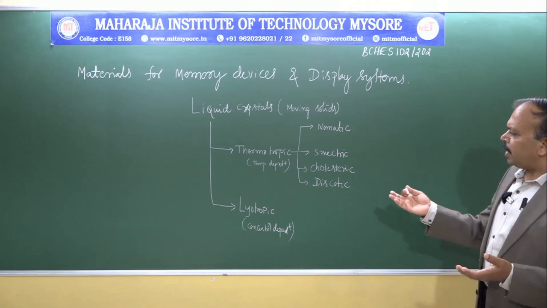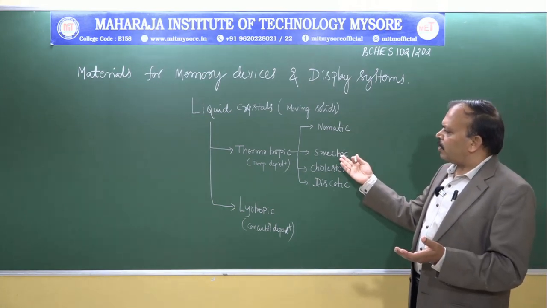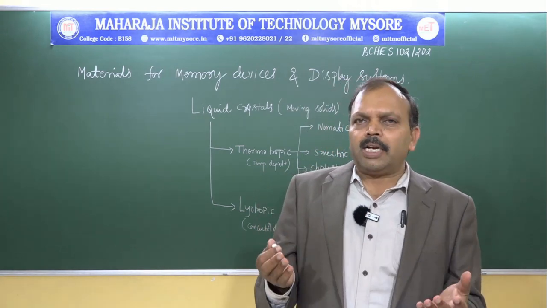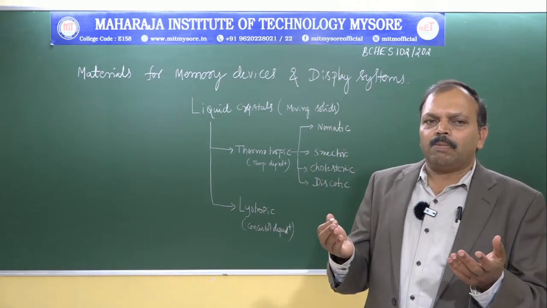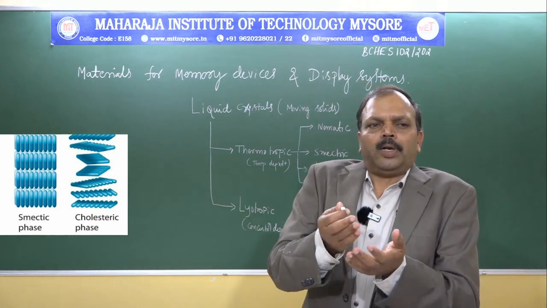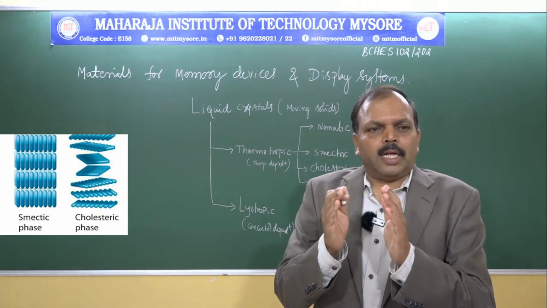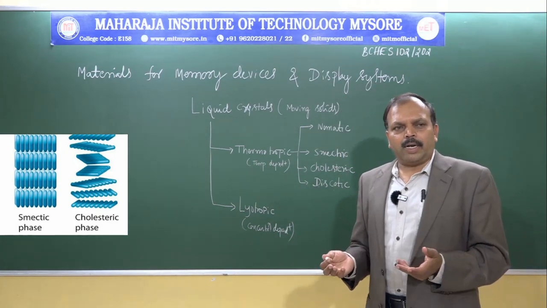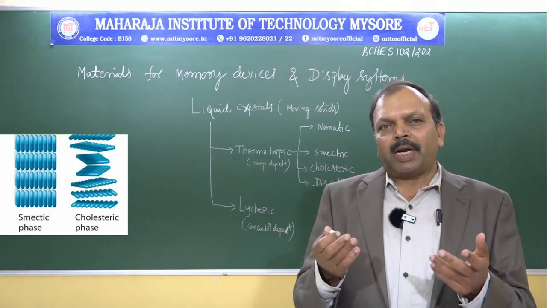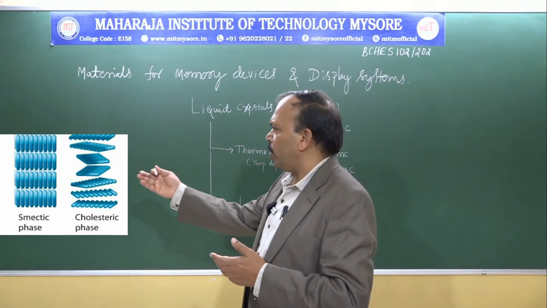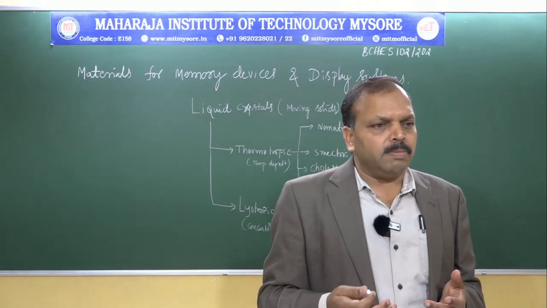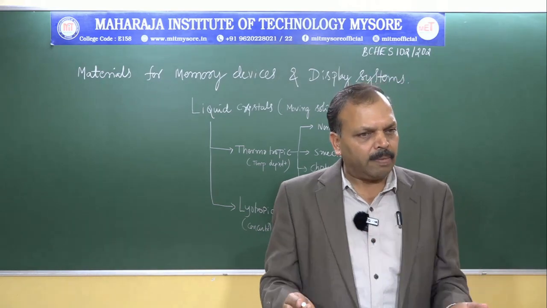Coming to the smectic subclass of liquid crystals under thermotropic, temperature dependent. In smectic liquid crystals, the molecules form layers with their long axes aligned parallel to one another. The layers can be further classified into subtypes such as smectic A and smectic B, as we have shown in the diagrams, based on the arrangement of the molecules within each layer.